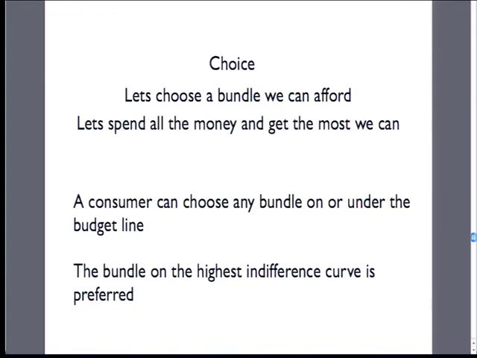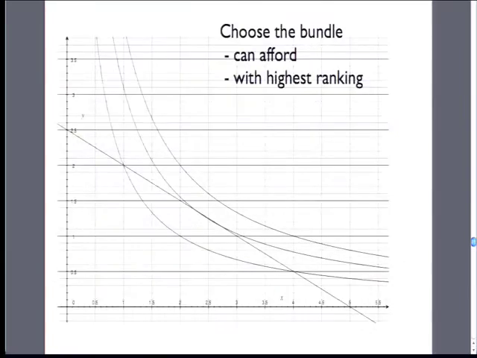The consumer can choose any bundle up to the budget line. And the bundle on the highest indifference curve that we can get to is the preferred one. So we have these nested indifference curves. We're trying to get the highest level given the budget that we have. So let's say there's 3 points again. This is point A, point B, and point C. So here's the line that we can afford from the first part. This is the budget constraint that we can afford.